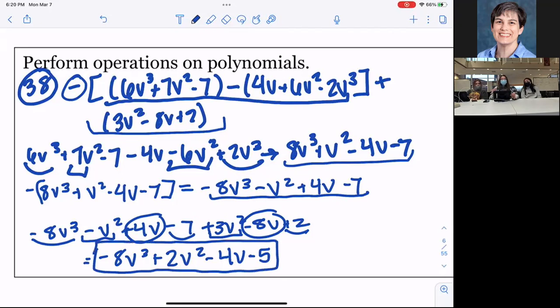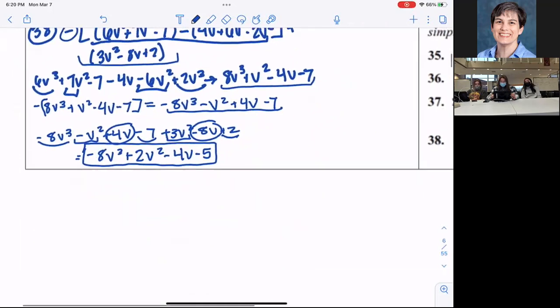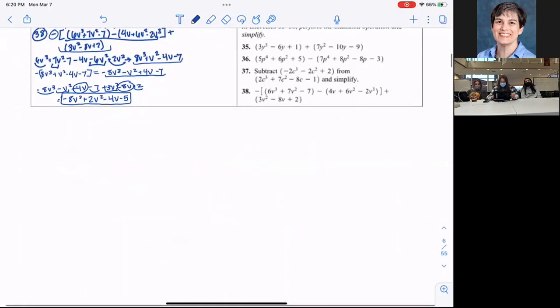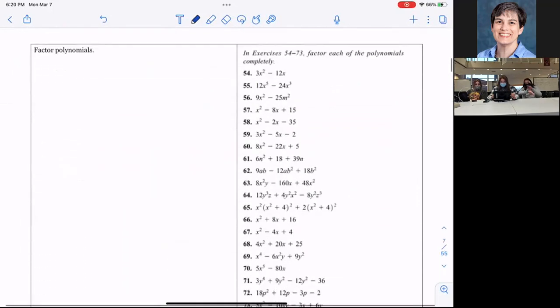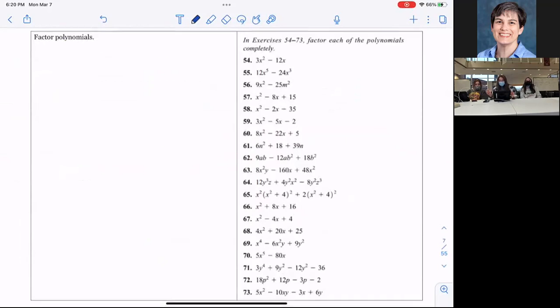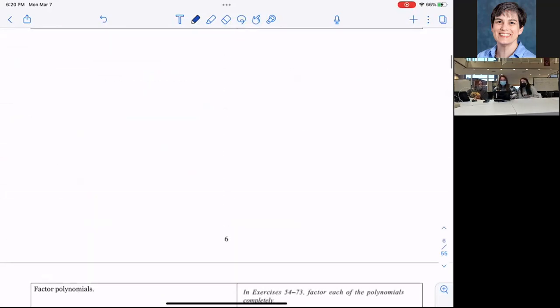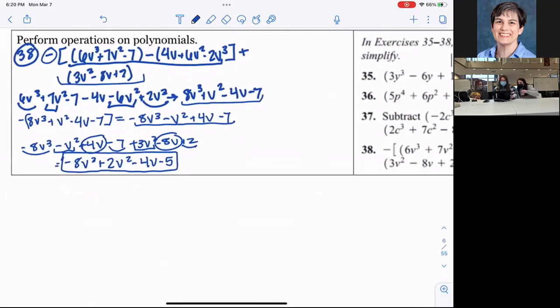Okay, cool. All right. So, let's see, can we move on to the next page? Yep. Very good. Why is the 7 still negative? Where? Zoom in.